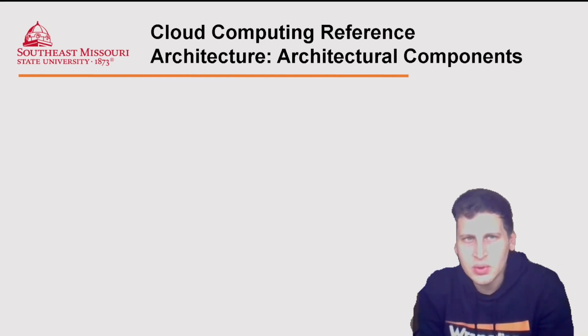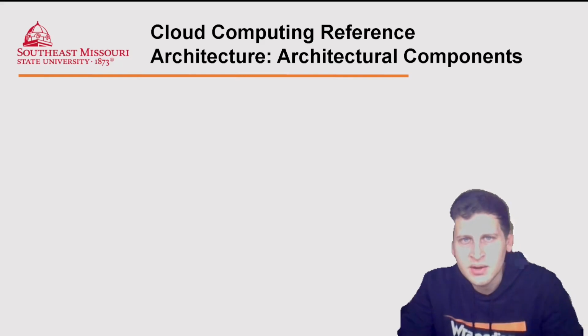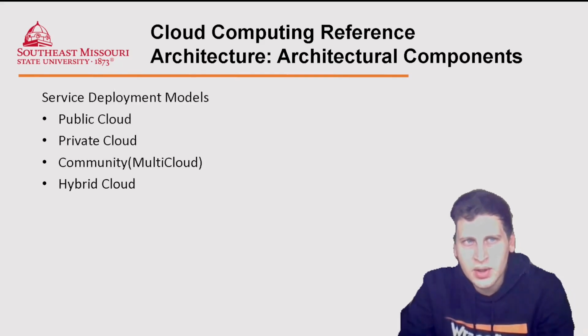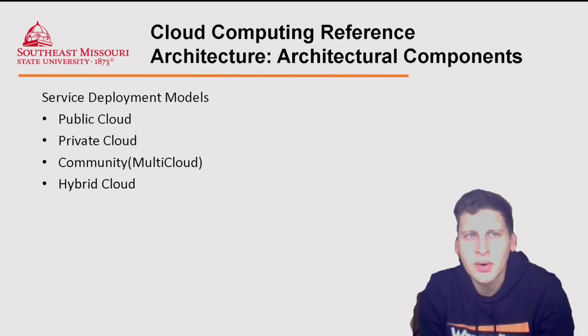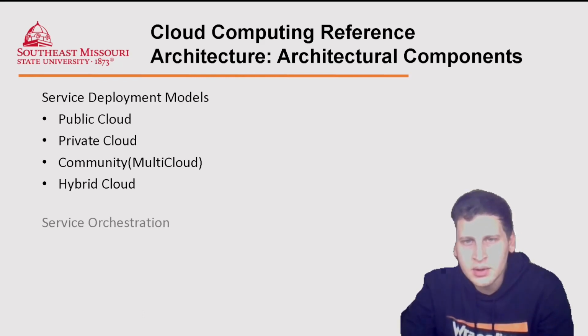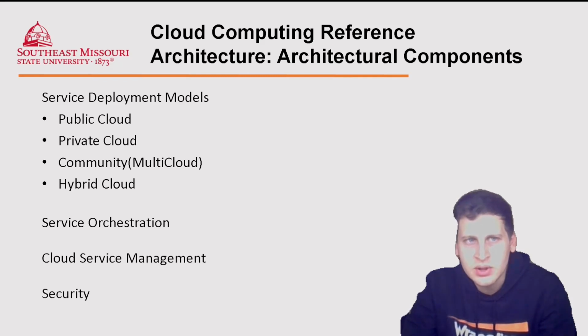In the last chapter, we have seen architectural components in the cloud computing reference architecture. Here we try to explain the four types of service deployment models: public cloud, private cloud, community or multi-cloud, and hybrid cloud. We try to give examples about these at the organizational level. We have covered service orchestration, cloud service management, and security, which are the major activities of the cloud provider, in more detail.